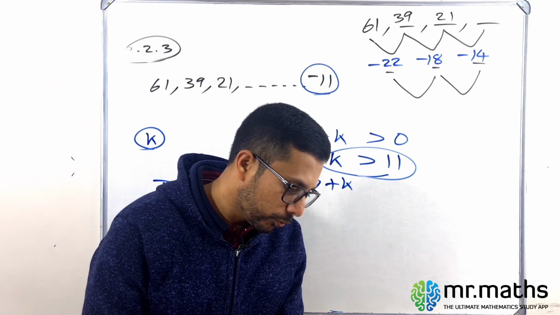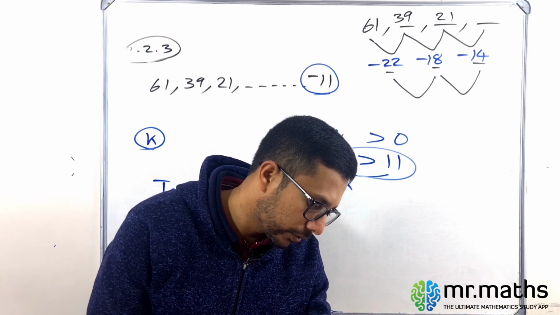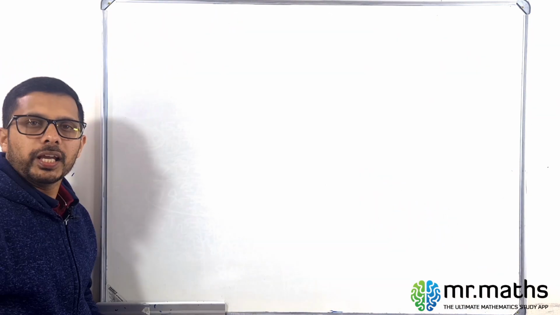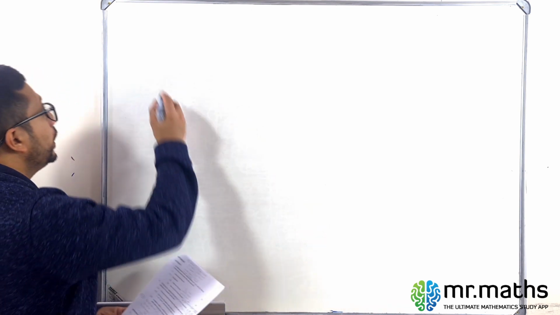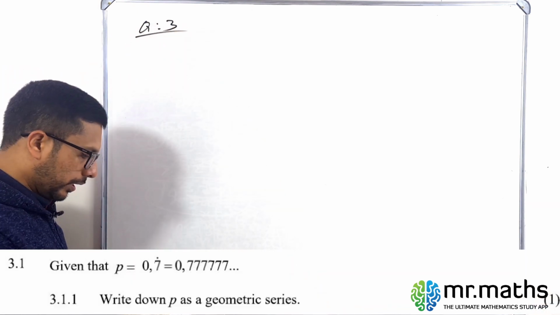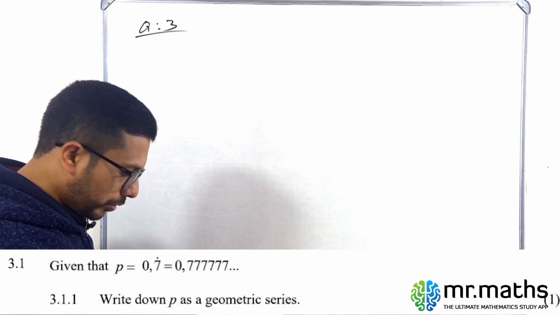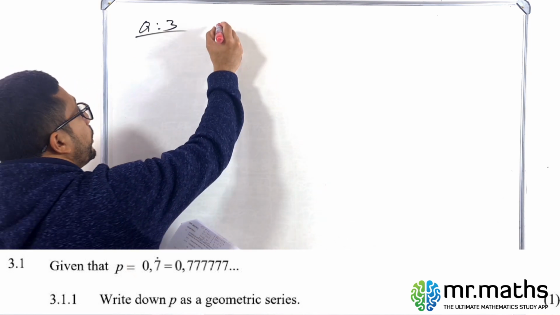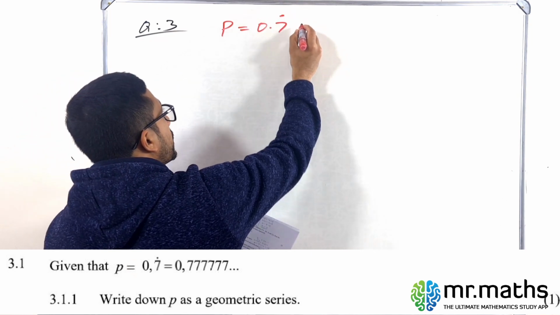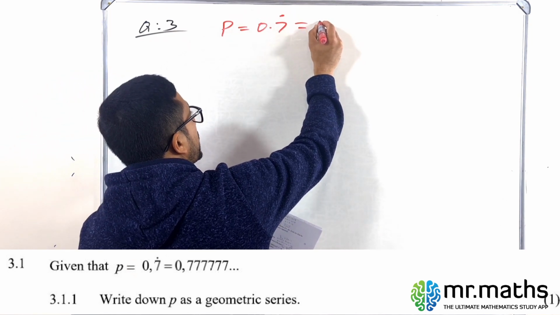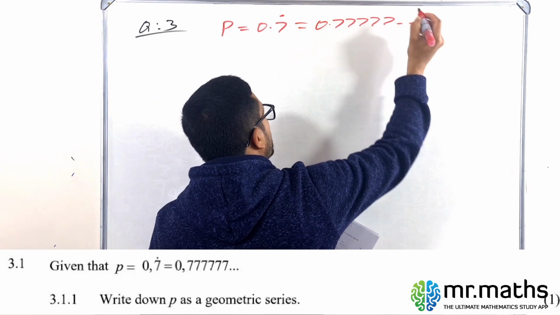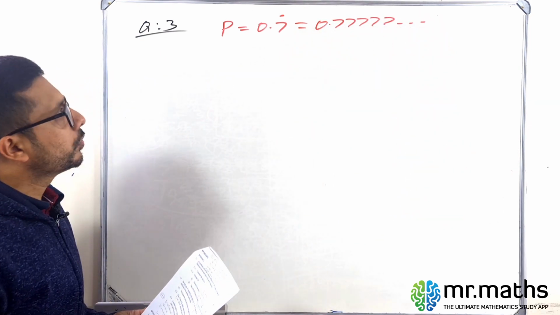Okay, now let's move to the next question. Question number 3. What is that question? Given P is equal to 0.7 with a dot like this. So what is the meaning of that? That 7 is recurring. That means 0.77777 etc. Am I right? Okay, so that is P.